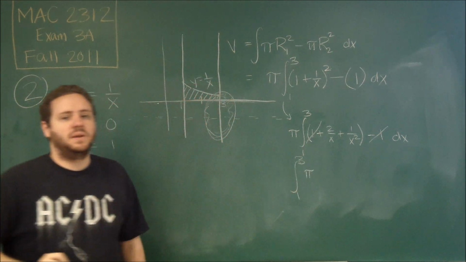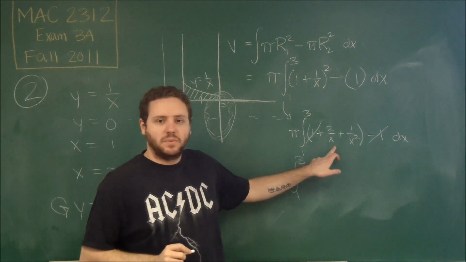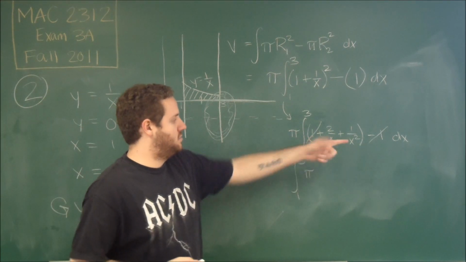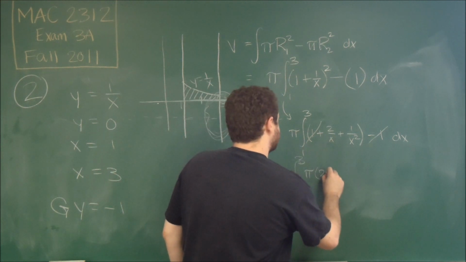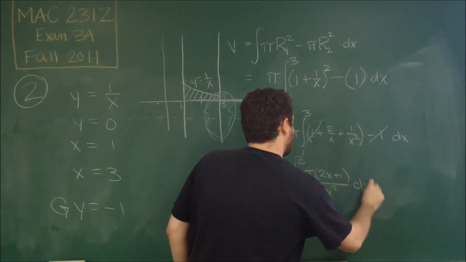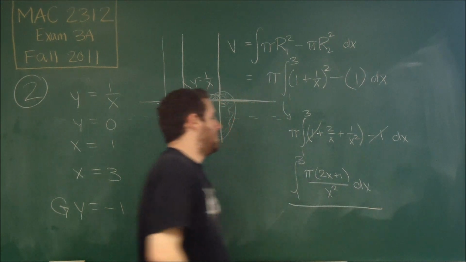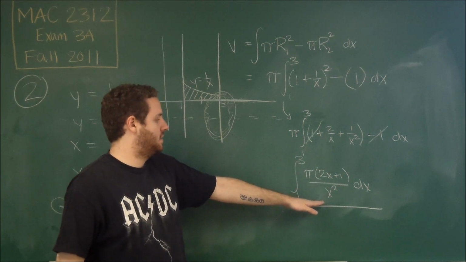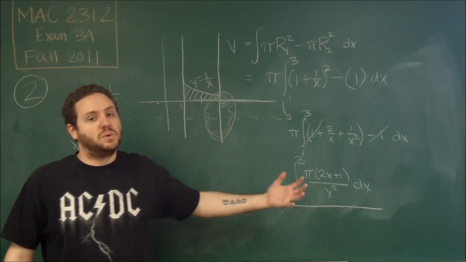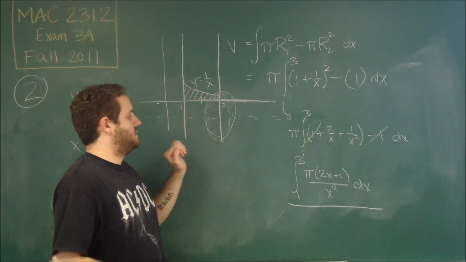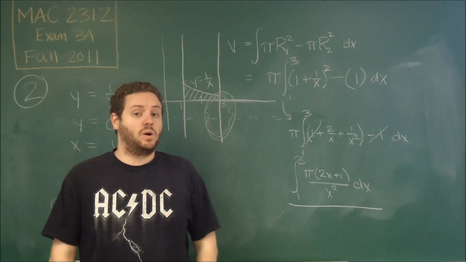So what would our numerator be if we were to add these two terms together with a common denominator? Well, our common denominator would be x squared, and this would just be 2x plus 1 over x squared. So we have pi times 2x plus 1 over x squared dx. And again, if you were to evaluate that integral, that would give you the volume of this particular rotation using the washer method.